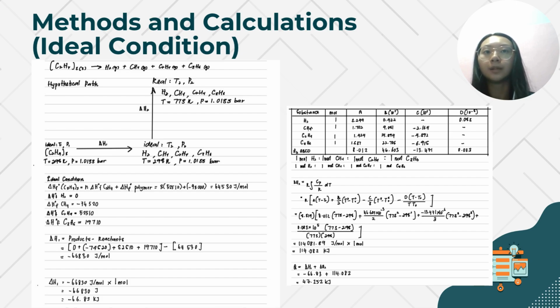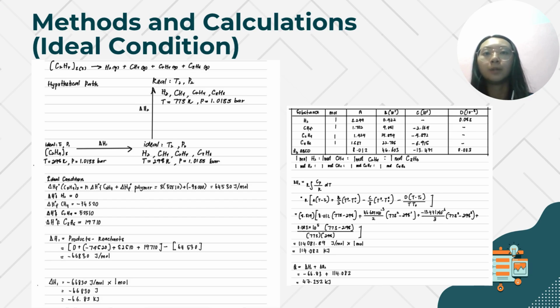First, a hypothetical path is drawn. From the hypothetical path, delta H1 is calculated by using the standard heat of formation Hf for each reactant and product as this path is at ideal condition. Delta H2 is calculated by the integral of CpdT because this path involves change in temperature from 298 Kelvin to 773 Kelvin.